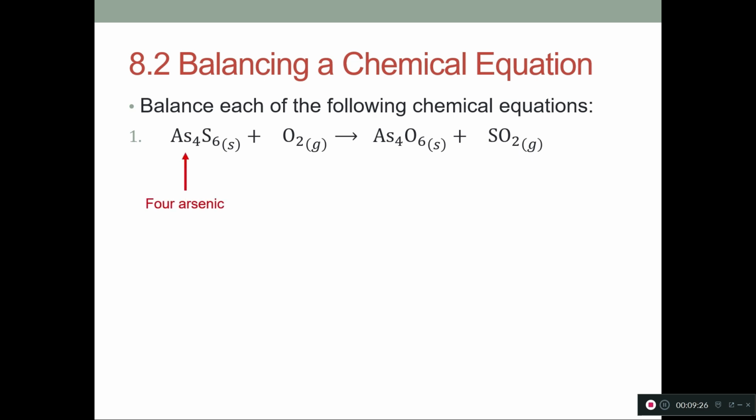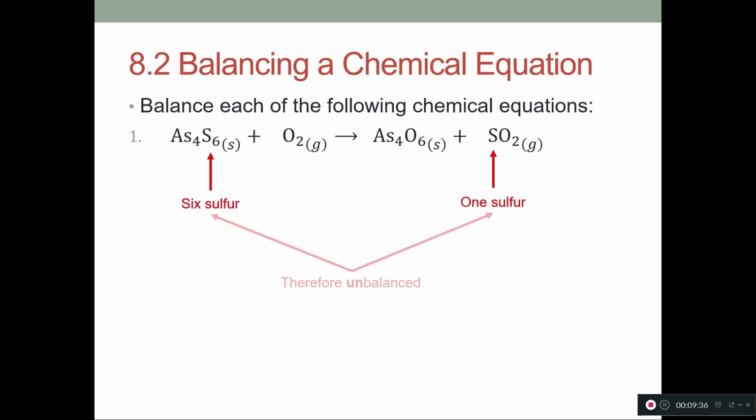So the first thing we have is 4 arsenic here, 4 arsenic here. So these are balanced already. The next thing we can look at, we have 6 sulfur here, but only 1 here, so those are not balanced yet. We put a 6 in front of that sulfur dioxide. That makes it so that this is now balanced. We have 6 sulfur in the reactants and 6 in the products.